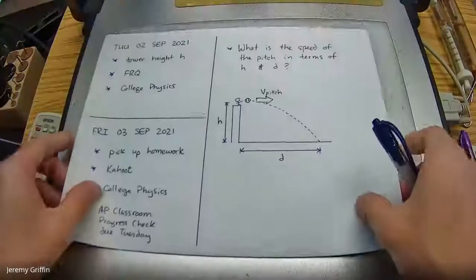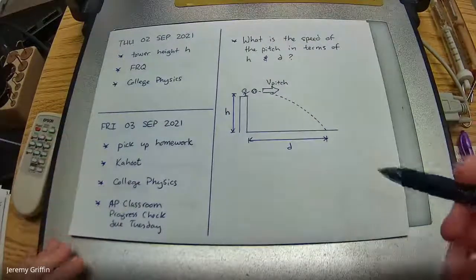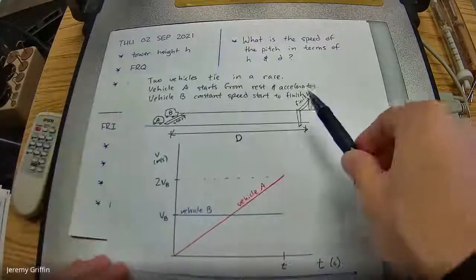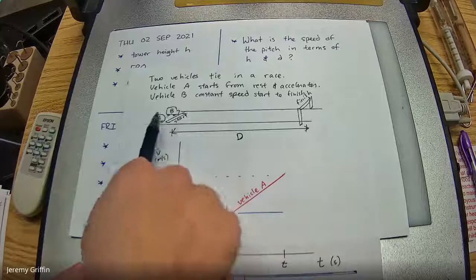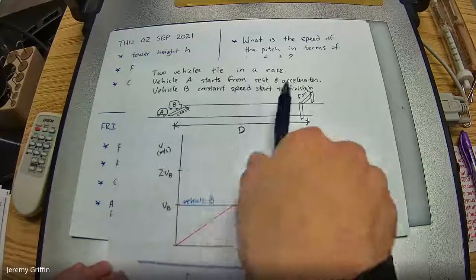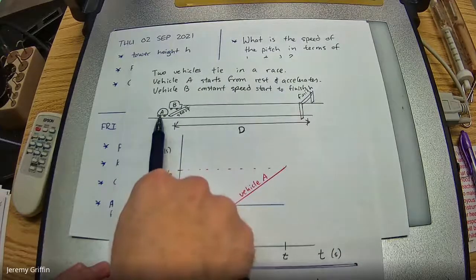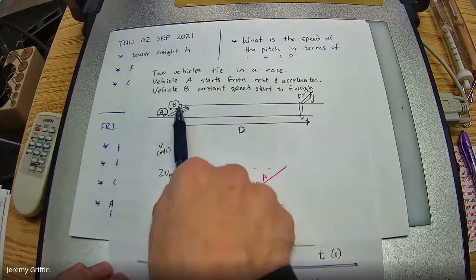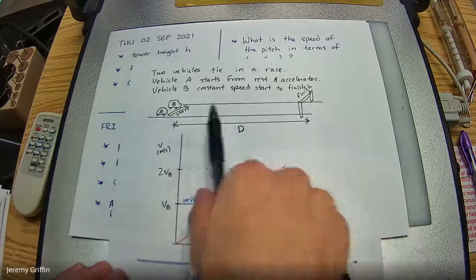All right, so I know we're getting near the end of class now. I want to do a quick recap. This is what you guys just saw. A couple of vehicles tied in a race. Vehicle A started from rest and was speeding up uniformly. Vehicle B was going constant speed the entire way from start to finish.